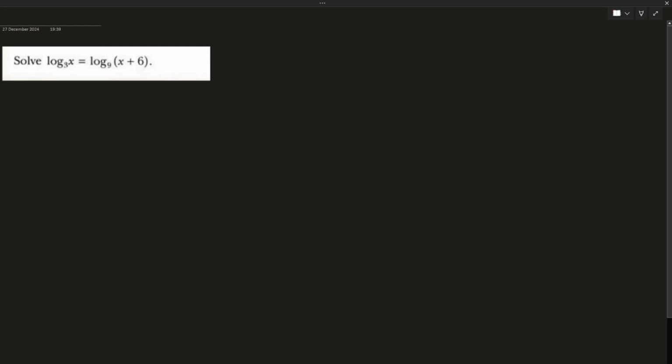We'll do one more question so it is easy for you to understand. Now here we have to find the value of x. We have to solve for x.